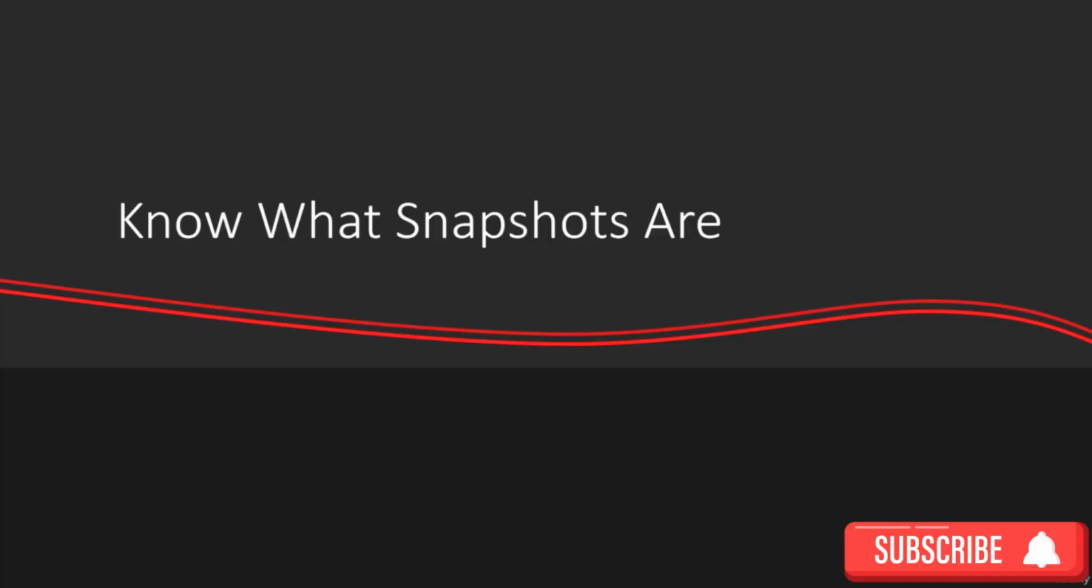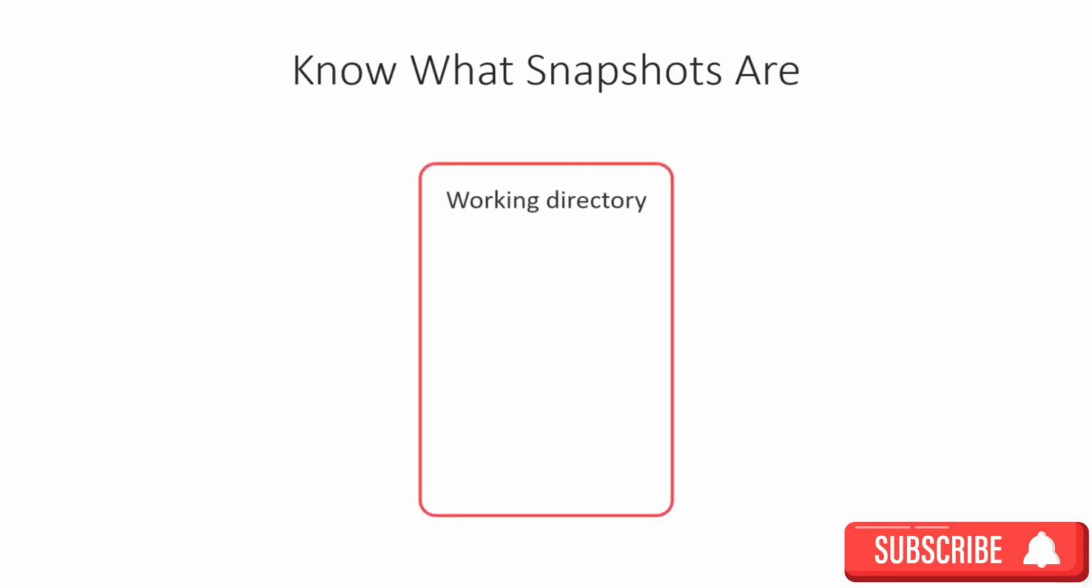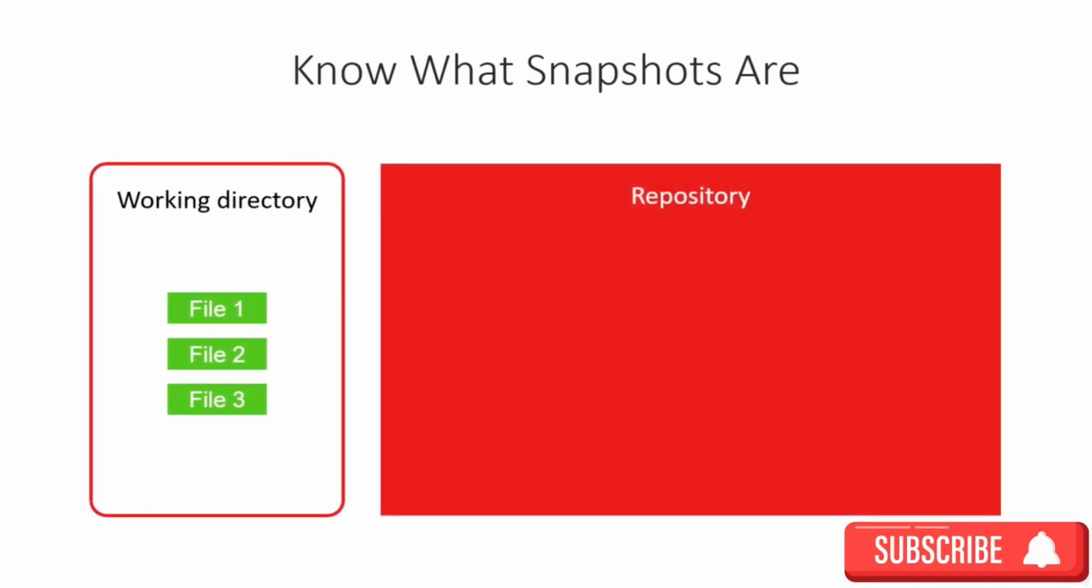In this clip, I want to ensure that you know what snapshots are. To make it clear from the beginning, a commit in Git is actually a snapshot. But what is meant by snapshot? Let me show you this in this clip. Let's say you created in your working directory 3 files. You also initialized an empty Git repository. Now let's assume you staged these 3 files and you created your first commit.